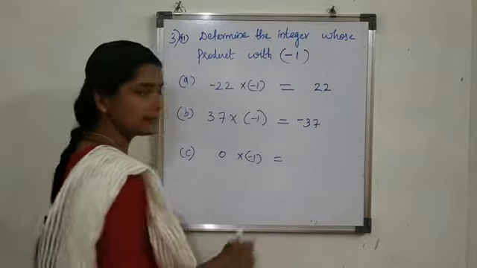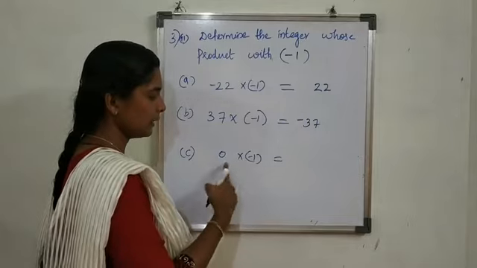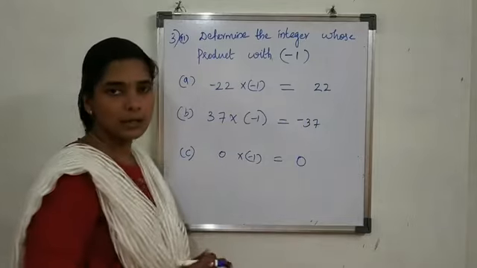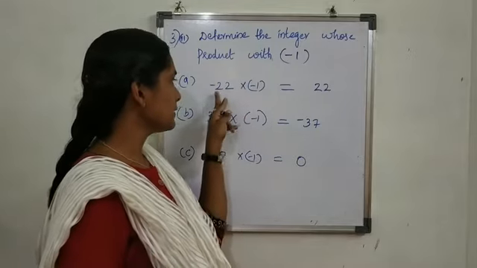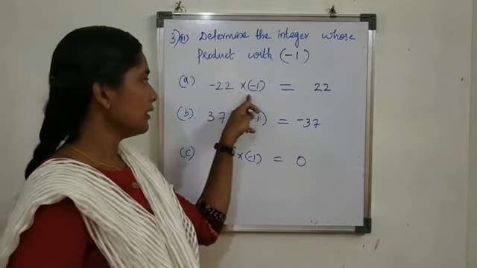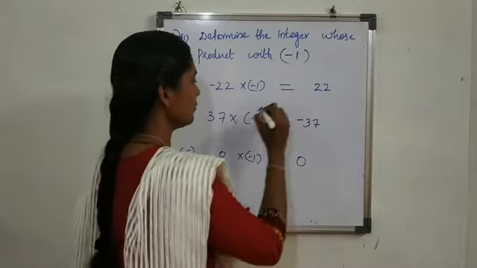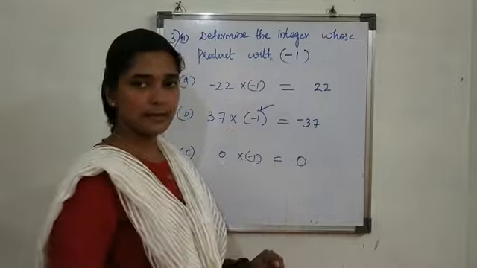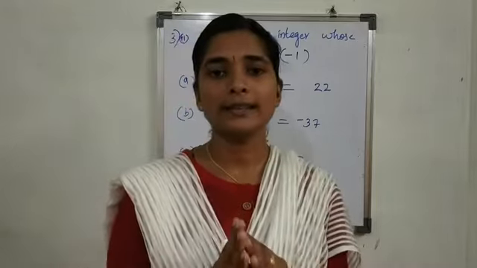Therefore the answer is negative. Then 0 into minus 1 is 0. When we multiply any number with 0, the answer is 0 only. Okay. So just remember this one. If the number of negative integers is even, the answer is positive. Here the number of negative integers is only 1, so the answer is negative. And here 0. When we multiply any number with 0, the answer is 0 only.